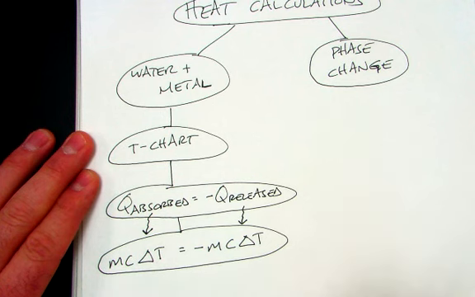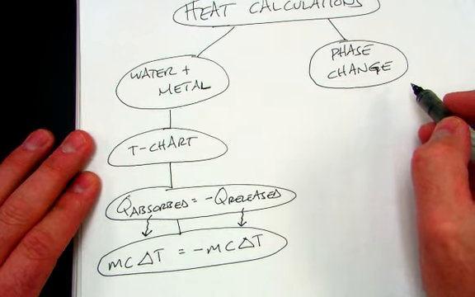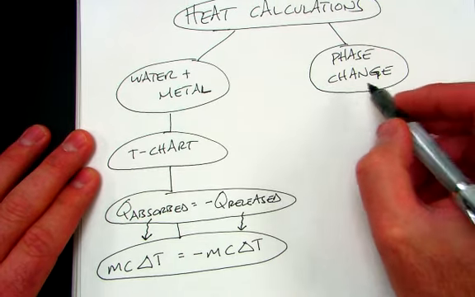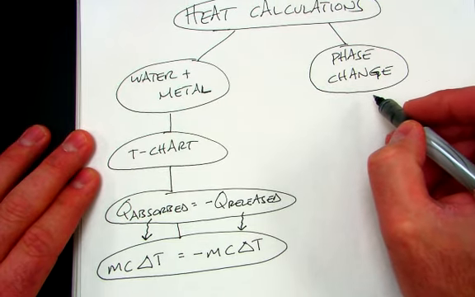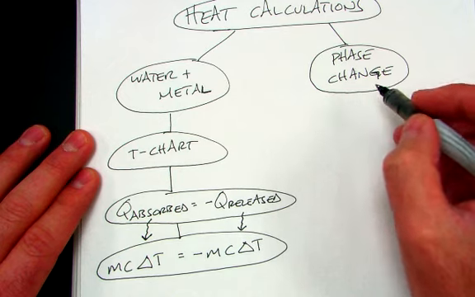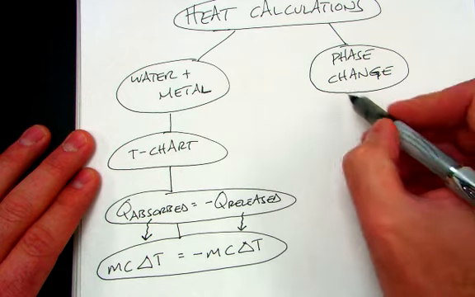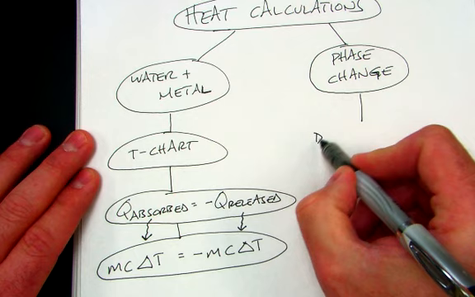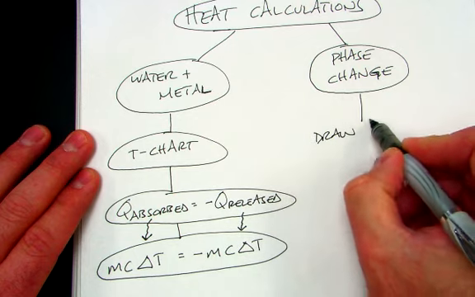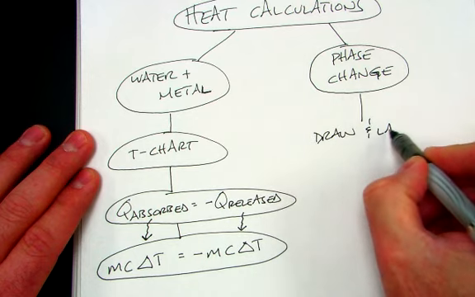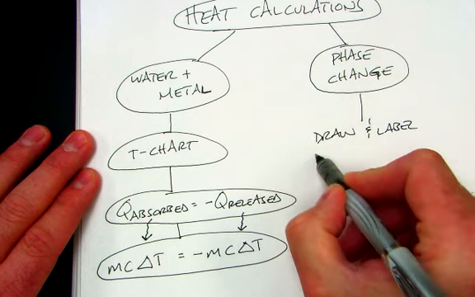The other type of heat problem that you're going to encounter is when you have a phase change. Again, you're going from, say, ice to water or water to steam usually. With that strategy, what I'd like you to do, and I find very helpful, is to draw and label a phase change diagram.